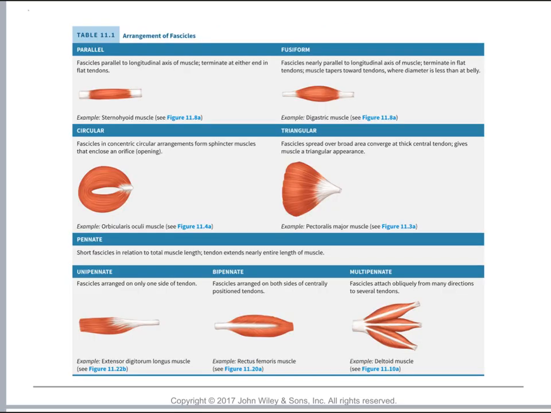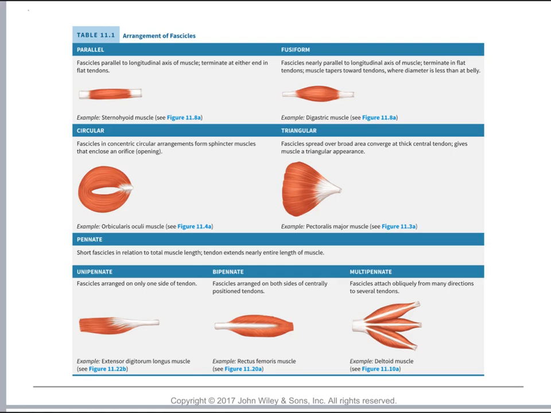So let's take a look at a couple examples. Table 11.1 gives us some examples and names of muscles for arrangement of fascicles. For our parallel fashion, fascicles parallel to the longitudinal axis of the muscle terminate at either end into a flat tendon. An example would be the sternohyoid muscle. As we name these muscles, we are going to get to these in our muscle list in lab, but the names tell us where it is or what it does. For example, sternohyoid: we're connecting the sternum to the hyoid bone.